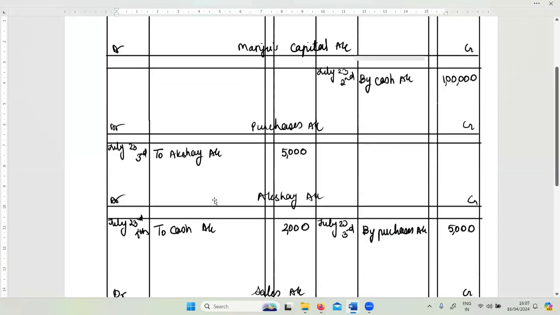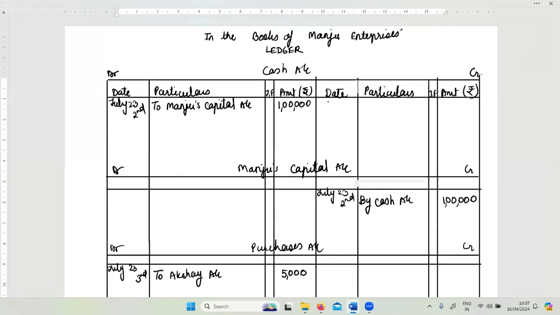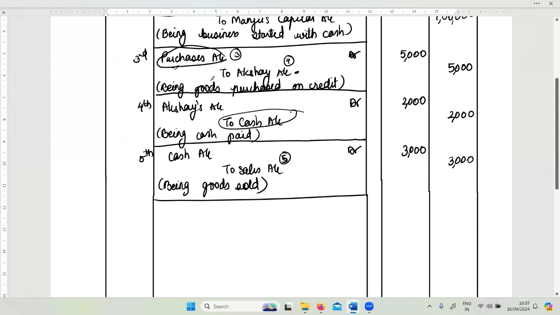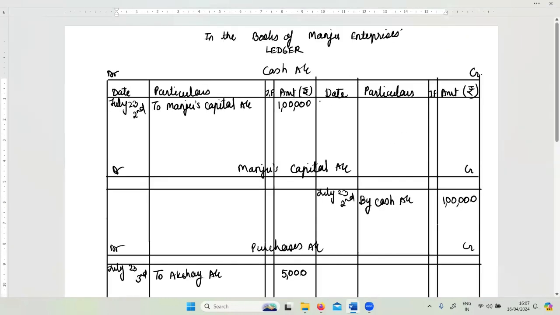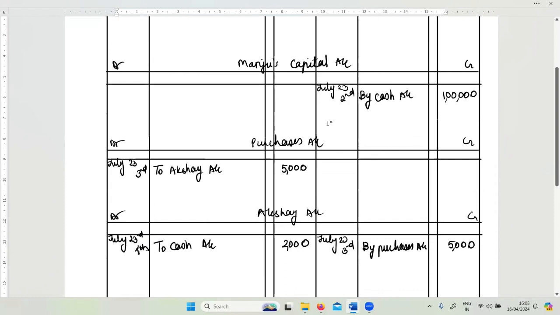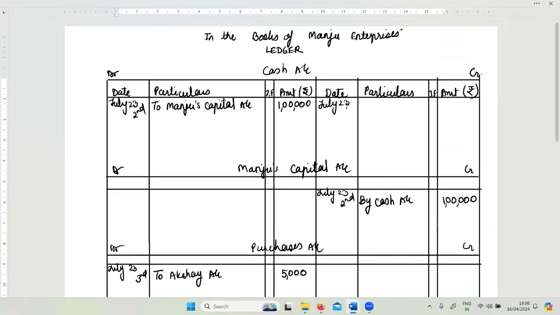So cash account, I go to the cash account. Go to the credit side now. Why? Because in the entry, if you see, the cash account is credited. So on the credit side of the cash account, I need to go and I will write the remaining part of the transaction, that is Akshay. Okay. So here July 23rd, on which date? It's on 4th of July. By Akshay's account. 2,000.